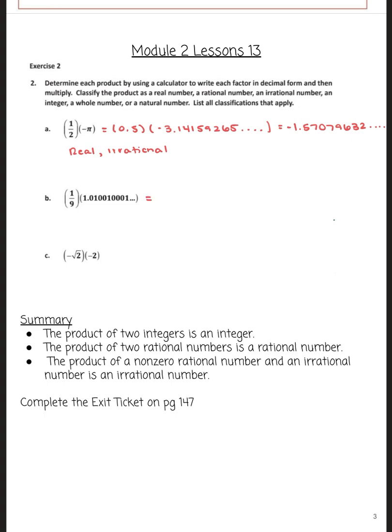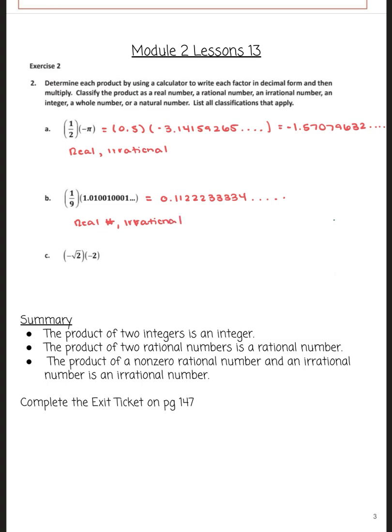So when we put this into the calculator, we get 0.1122233334, and so on. So again, this is a non-terminating decimal. So to classify, we know that it is a real number, and since it is non-terminating, it is irrational.